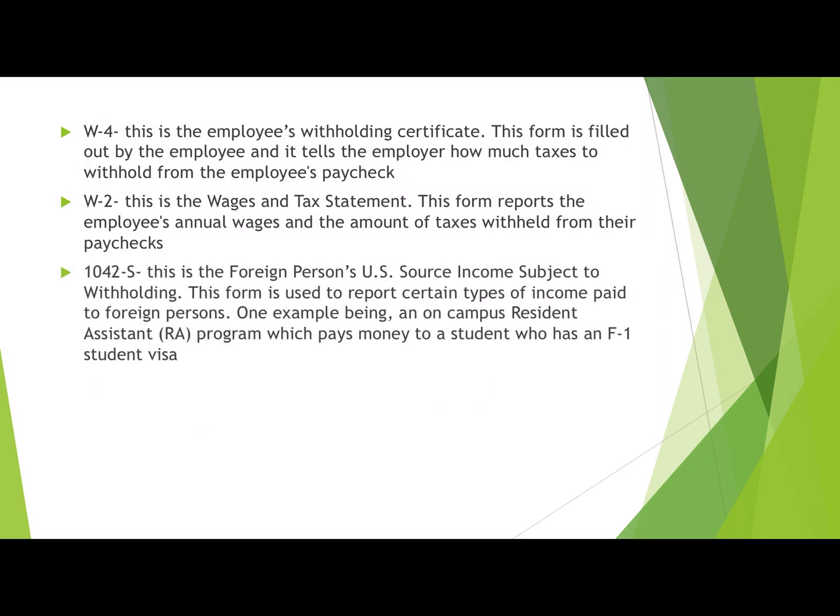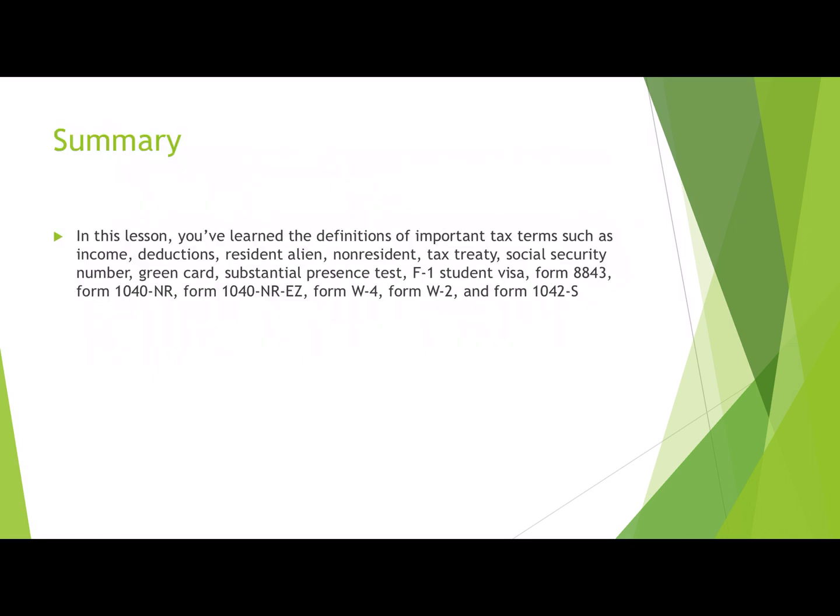1042-S. This is the foreign person's U.S. source income subject to withholding. This form is used to report certain types of income paid to foreign persons. One example being a resident advisor or another student program.